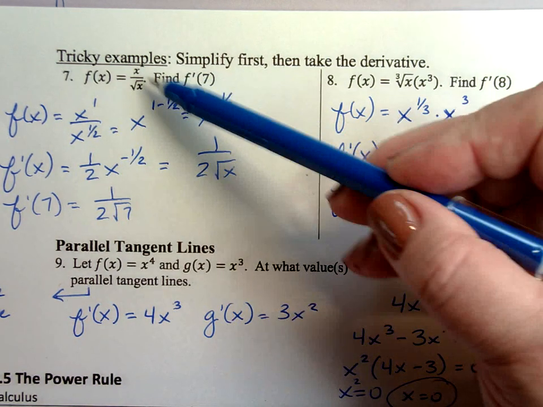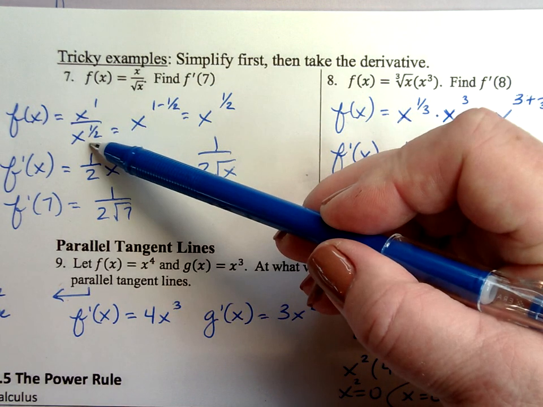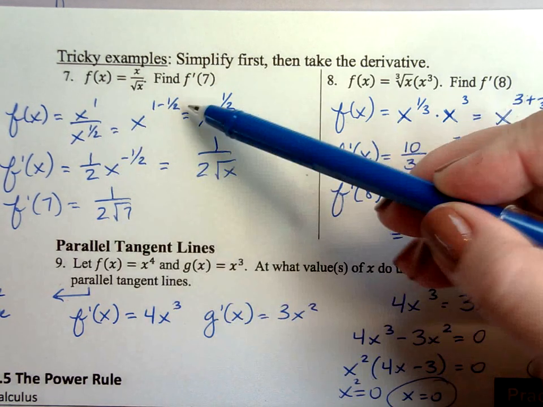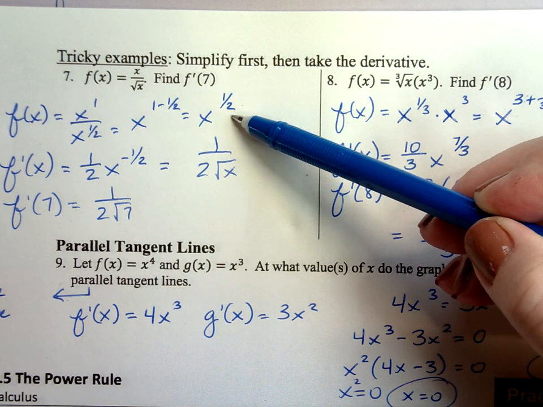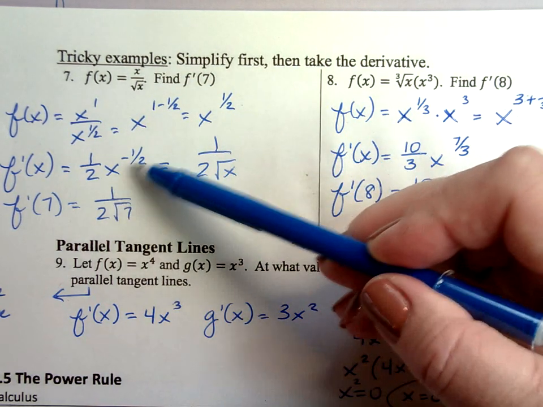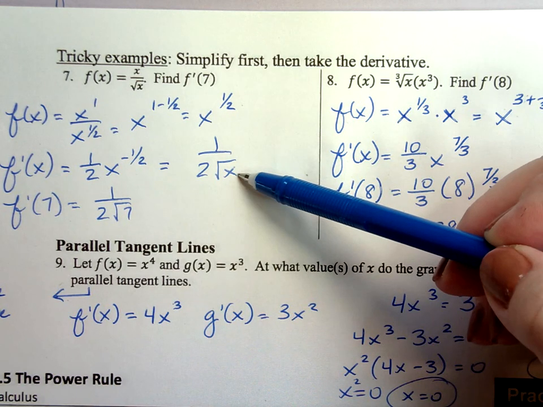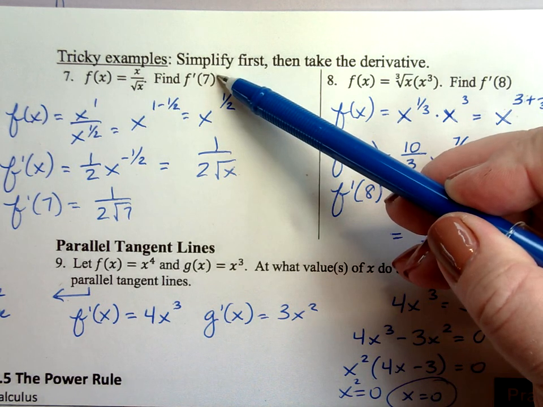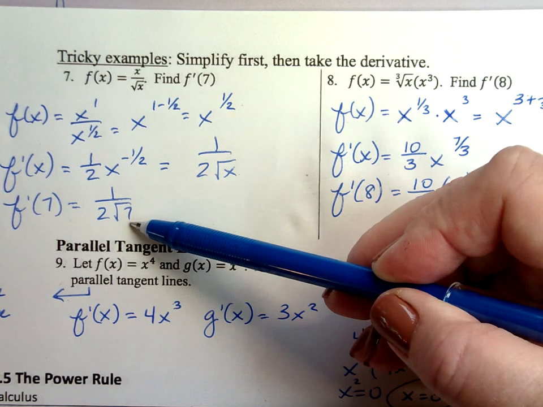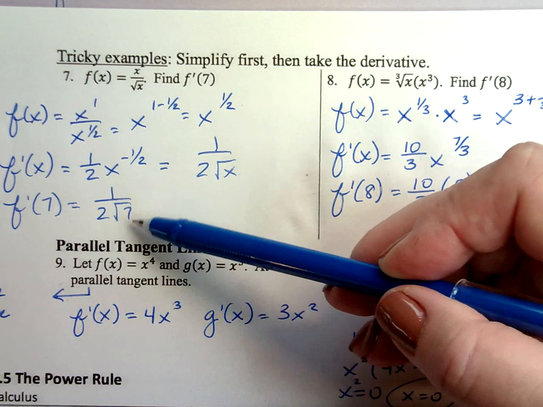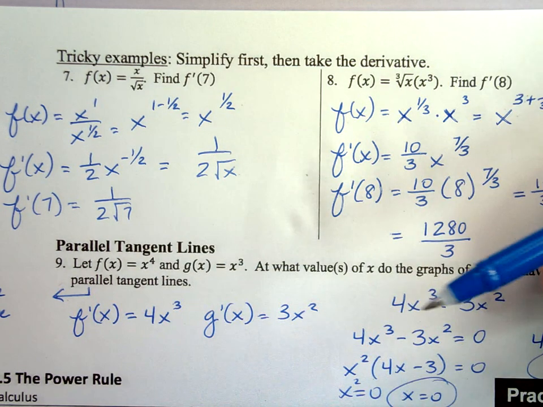So if I have x to the 1st over x to the 1/2, 1 minus 1/2 is 1/2. This simplifies to x to the 1/2. Apply the power rule, 1/2 x to the negative 1/2, and make it pretty. And then they want you to evaluate it when x is 7. Okay, so put a 7 in for the x. There's nothing you can do with it. It's not like it's the square root of 9 or something that you could actually square out. So you're going to end up just with an answer like that, 1 over 2 square root of 7.